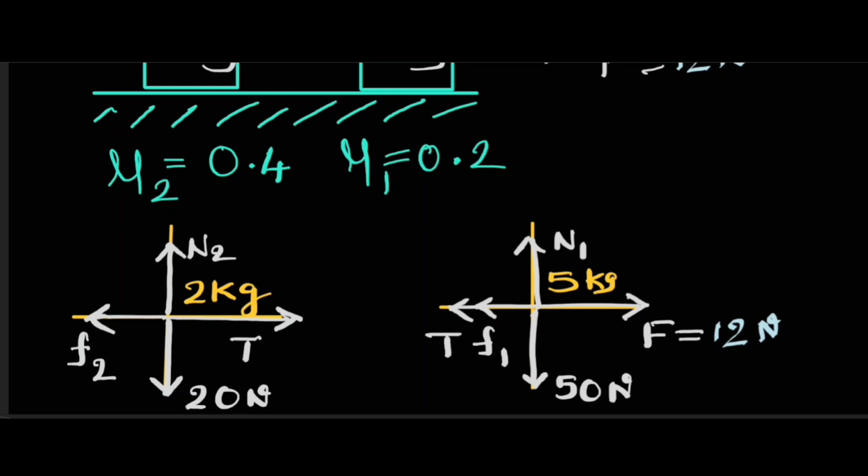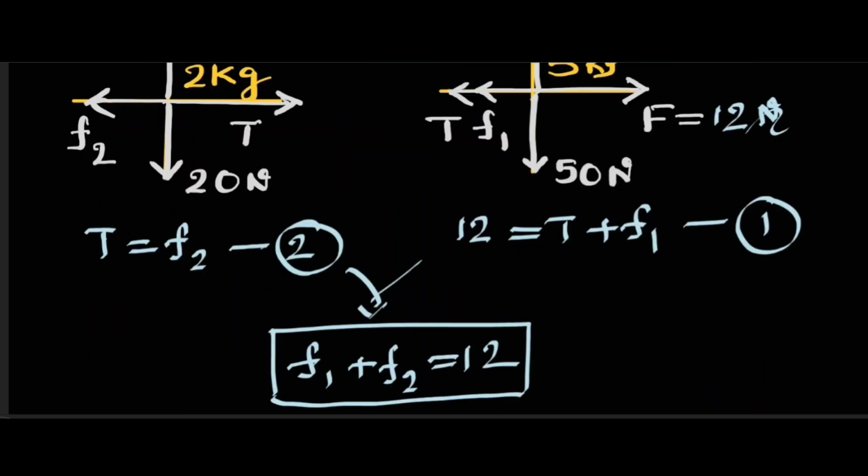So the approach is, first we'll assume that static friction is sufficient to prevent slipping and find the value, and we'll see if that value is less than maximum or not. This is the common approach to any question in friction. So in order to check if friction is sufficient, if at all the friction is sufficient, 5 kg will be at rest, 2 kg will be at rest, applying the conditions of equilibrium. So what you get is 12 is equal to T plus F1, and T is equal to F2 in this free body diagram. Combining these both, F1 plus F2 is equal to 12.